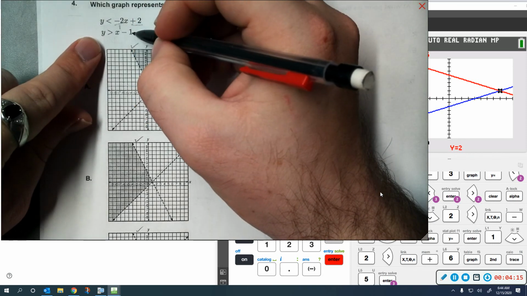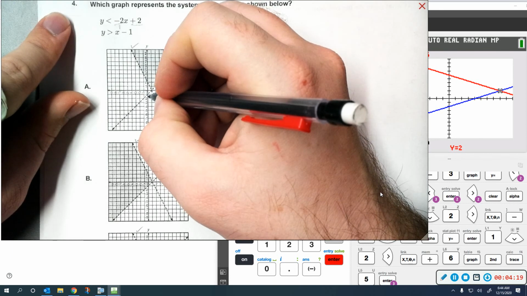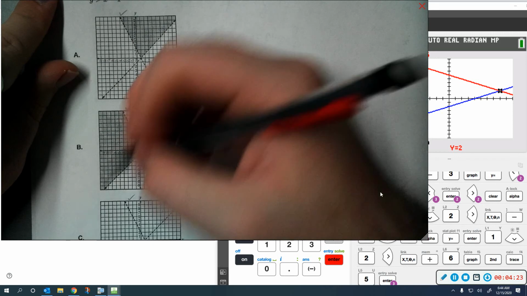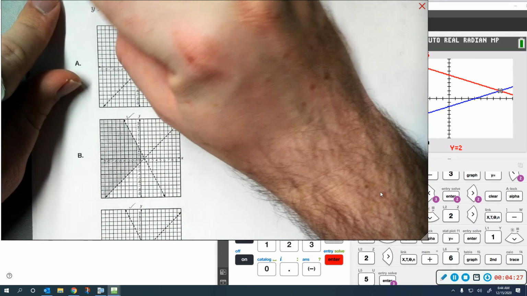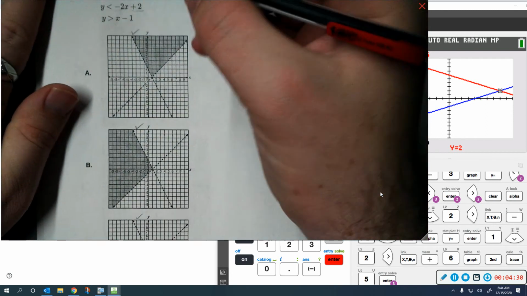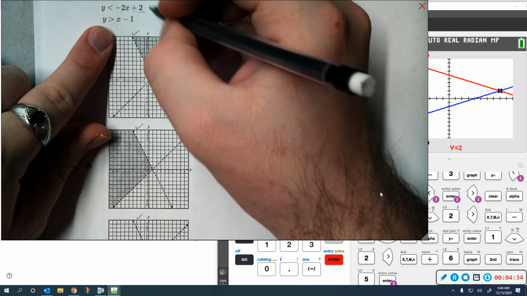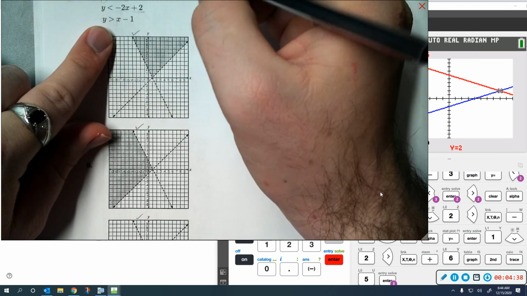Y is greater than x minus 1. Which means it hits at negative 1, this one does, and so do the others. So all the lines appear to match up. All we need to do now is use test points to see which areas to shade. So on the negative 2x plus 2, which is this line, let's go ahead and use 0, 0, because it's not on my line, so I can use it.